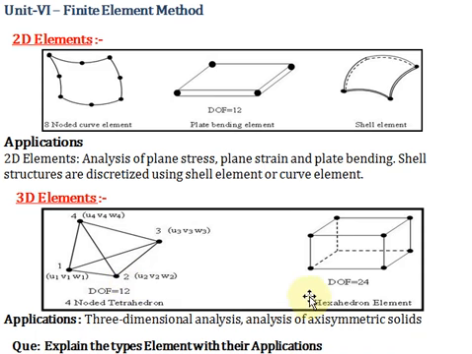Then the next three-dimensional element is hexahedron. In hexahedron there are 8 nodes, and at each node there is 3 degree of freedom. So 8 into 3, so total degree of freedom is equal to 24. The application of three-dimensional elements is three-dimensional analysis of axisymmetric solids. So these are the applications of three-dimensional element. The question may be asked, explain the types of elements and their applications. Many times in exams this question has been asked in the university exam.